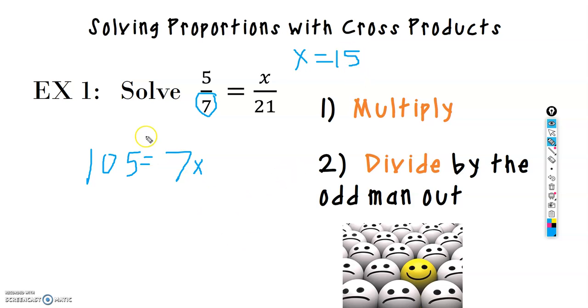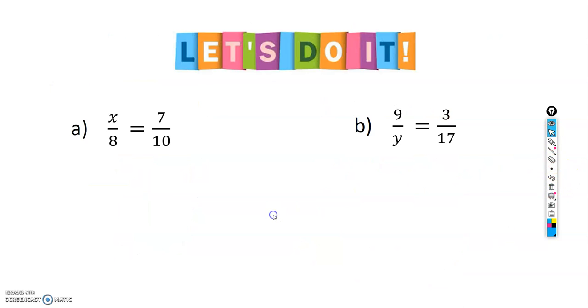For the traditionalists, draw your wall. We need to get x by itself. So the inverse operation of multiplying by 7 is dividing by 7, and then 15 is going to equal x. It's the same thing, but multiply and divide by the odd man out is just a cute little saying that will help us remember how to do this more quickly rather than drawing the wall and solving for x. But guys, either way works. Okay, let's keep going here.